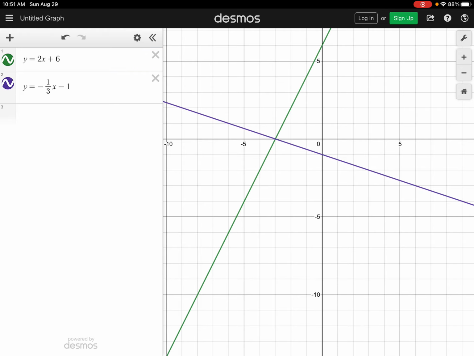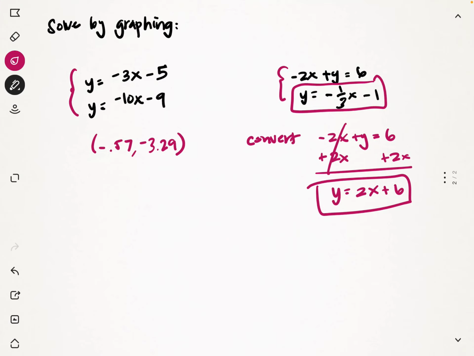There we go. So you can see that this one, our intersection point, has integers for our coordinates. So the solution to this one is negative 3 and 0.